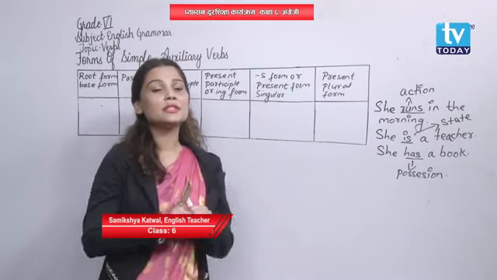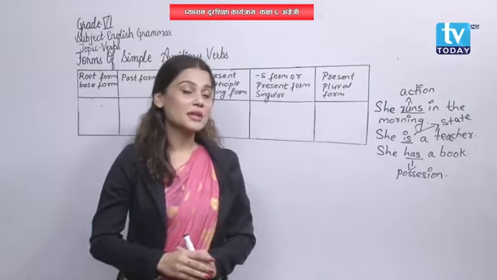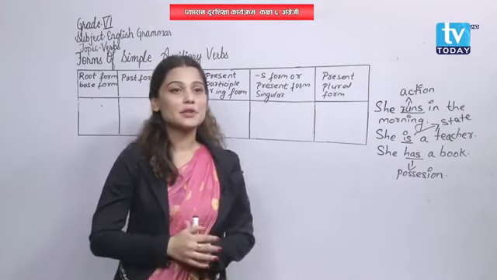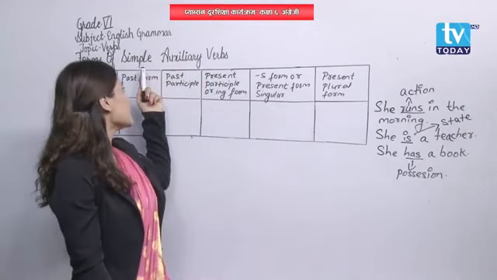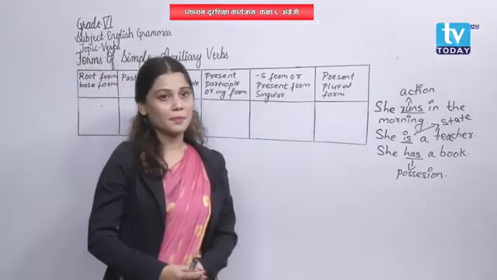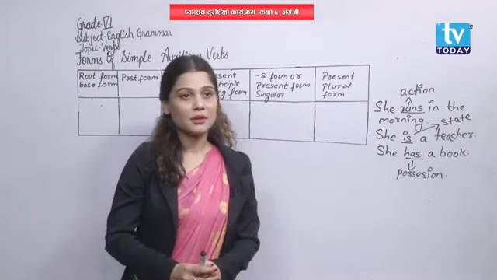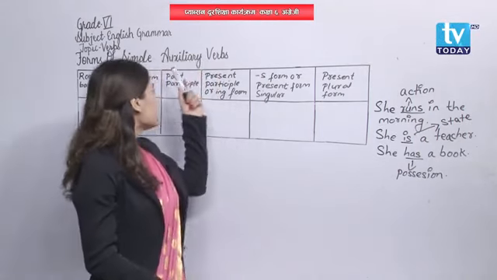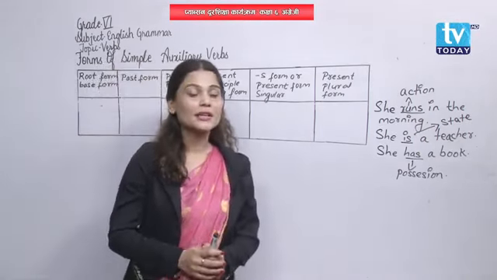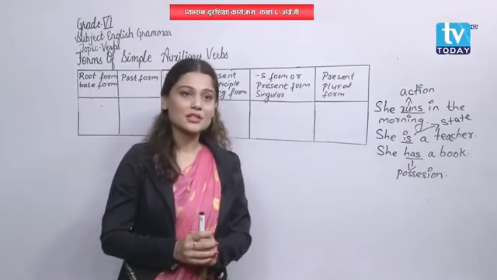So there are two types of auxiliary verbs. How many types of auxiliary verbs are there? There are two types. The first one I have already written here: simple auxiliary verbs. And the next one is modal auxiliary verbs. First of all, let's discuss the simple auxiliary verb.